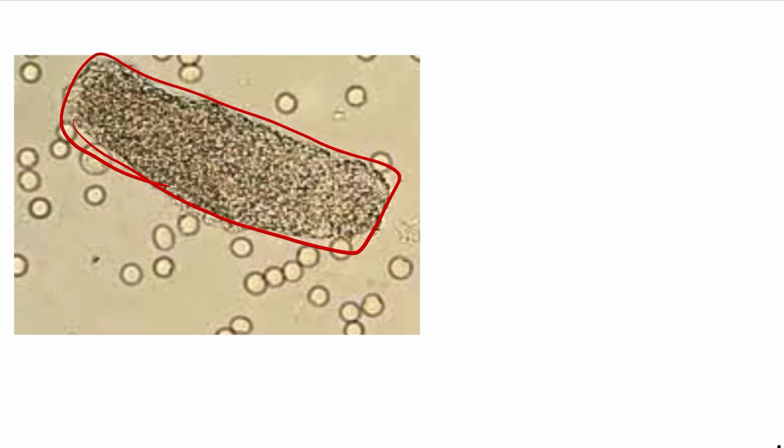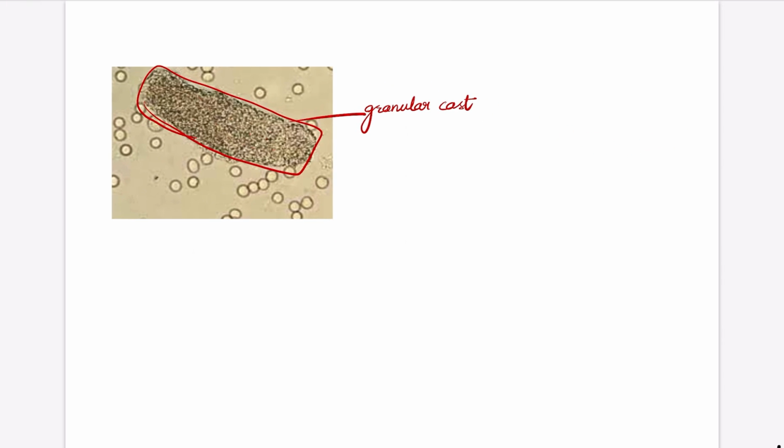So coming to this cast, this is also a cylindrical structure with only dots on it. There is no clear cell outline. There are no clear cells, only the presence of dots like dust particles spread on it. So this is called a granular cast. It is composed of degenerated cells. Degenerated cells do not have a proper cell outline. Only the nucleus remains, like dead cell debris.